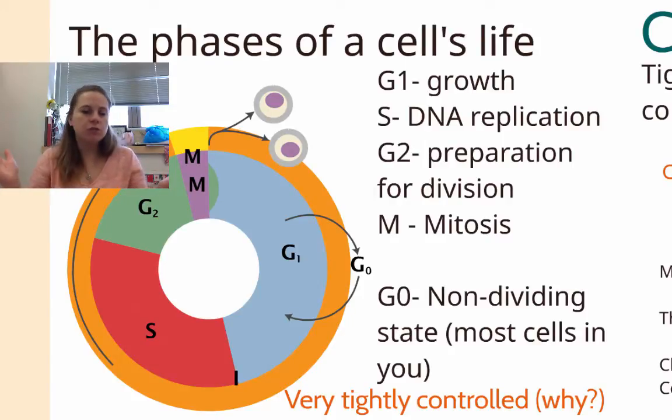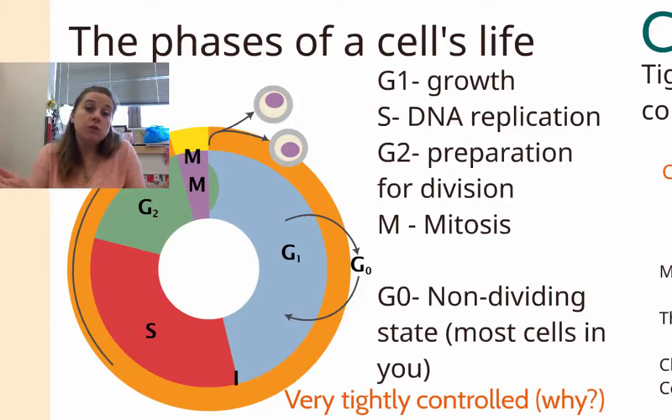G1 is general growth, the cell doing its thing. You also have G0, which is a non-dividing state, so the cell basically maintains a constant G1 phase and won't ever redivide again. A lot of the cells in you will do this. They'll never actually divide once they hit the adult phase. In the S phase, you get your DNA replication, G2 prepares for division, and then you have mitosis, which is the actual division of the nuclear material.